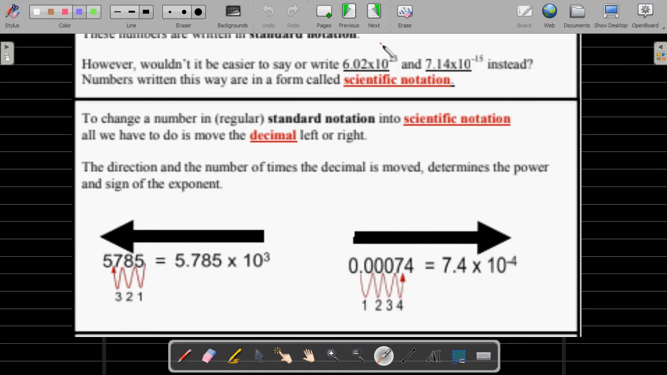Okay. Remember, scientific notation is just making the first number between 1 and 9, and then however many times you move the decimal, that's the exponent for the 10. Okay. And if you move it to the left, then you're going to have a positive exponent. If you move it to the right, you're going to have a negative exponent.